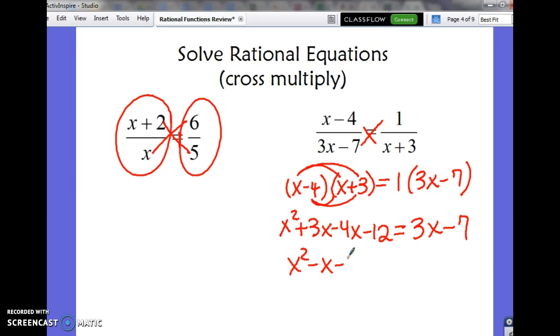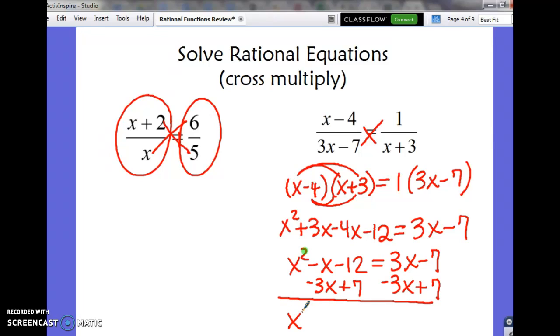I'll combine like terms. And as I do that, I see that I am dealing with a quadratic equation because I've got this x squared term. So you need to get everything to the same side of the equation so that you can solve that quadratic equation by hopefully factoring or the quadratic formula. So we're going to move everything to the left-hand side because that's where our x squared term is located. So to do that, I'm going to subtract the 3x from the right-hand side to the left-hand side, and I'm going to add the 7 from the right-hand side to the left-hand side.